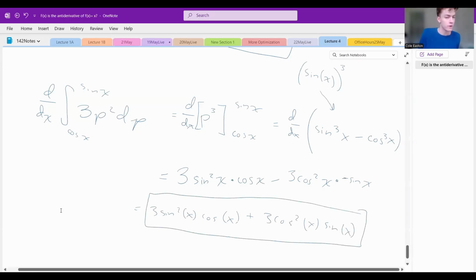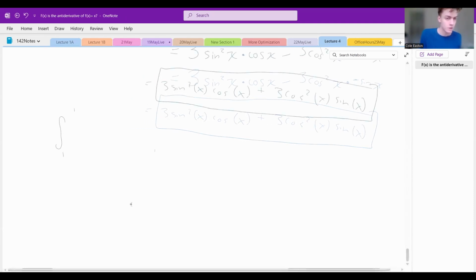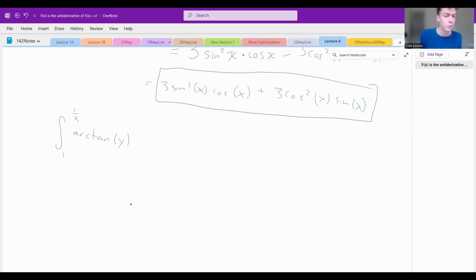Okay, now what if we had something like this? We're going to take the integral from 1 to 1 over x of arctangent of y dy, and we want to take the derivative of this with respect to x. Okay, so what's this going to be? What's the antiderivative of arctangent of y? What's a function whose derivative is arctangent of y?